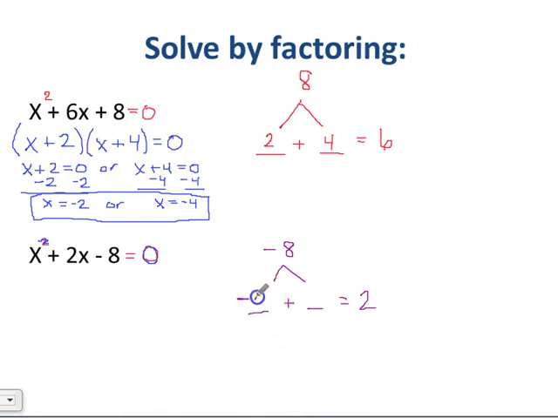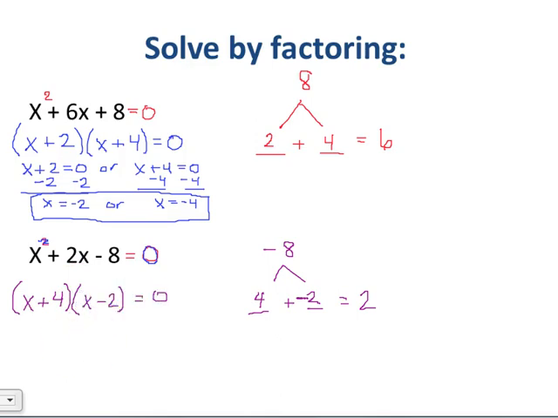So what are some factors? 4 and 2. Negative 4 plus 2 gives me negative 2, so that wouldn't work. But what if I make the 2 negative? Would that work? 4 times negative 2 is negative 8, and 4 plus negative 2 is 2, so that would work. So now I've got my factored equation, x plus 4, x minus 2, set equal to 0.